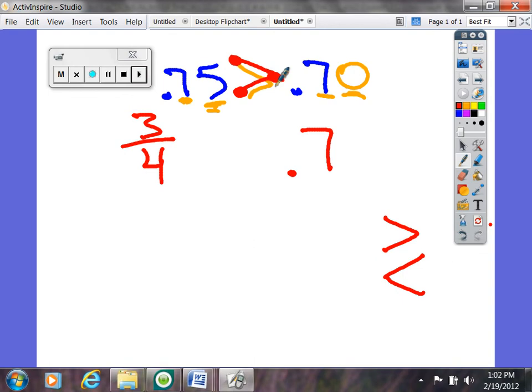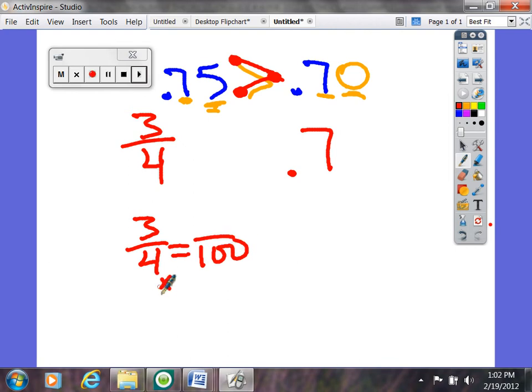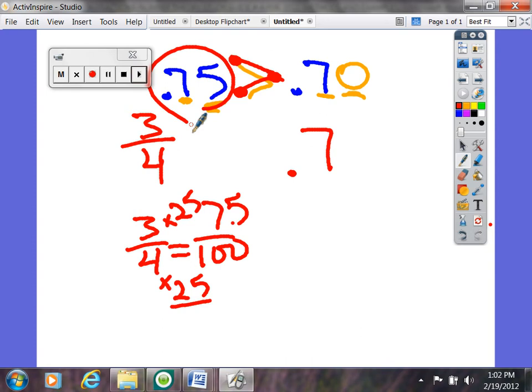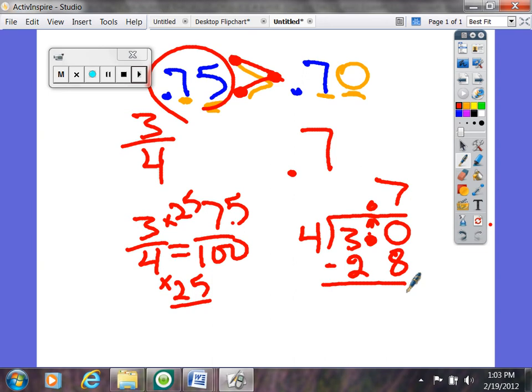All right, so let's go back and actually work this one though. I want to change this to a decimal, so I'm going to change it to a number over 100 because 4 goes into 100. 4 times 25, whatever I do here, there's 75 hundredths. All right, then I can say, well, there it is. Or I could divide 4 into 3, put a decimal, bring it up, and start dividing. 4 goes into 30 7 times, subtract, bring down another 0, 4 goes into 20 5 times, so I'm done.